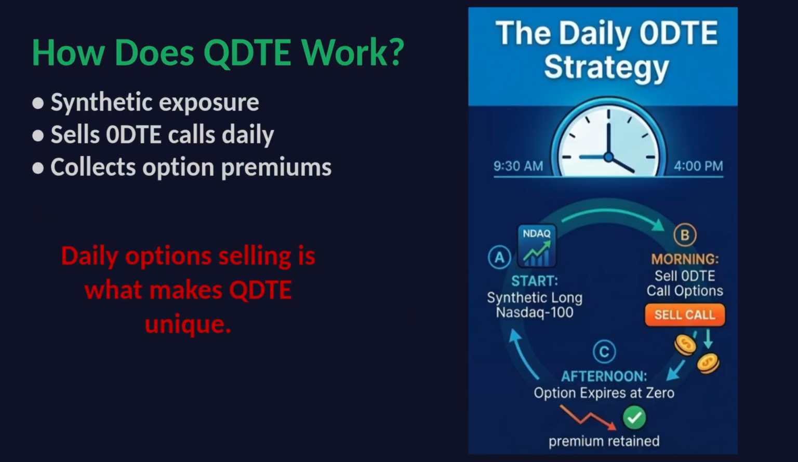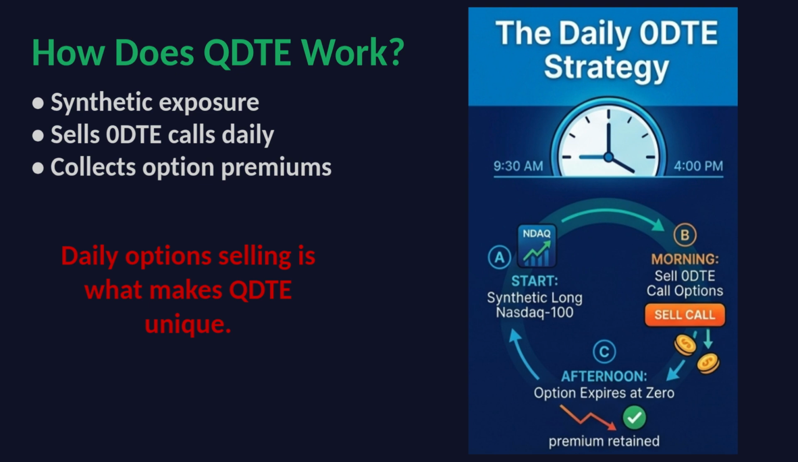So how does the fund actually pull this off? This is where it gets interesting, and where a lot of investors get lost. QDTE doesn't simply buy the 100 stocks in the Nasdaq 100 the way a typical index fund would. Instead, it uses something called synthetic exposure. Think of it like this: instead of literally owning a rental property, you could use financial contracts to get paid as if you owned it, without ever holding the deed. That's roughly what's happening here.